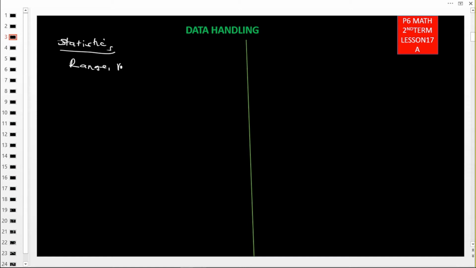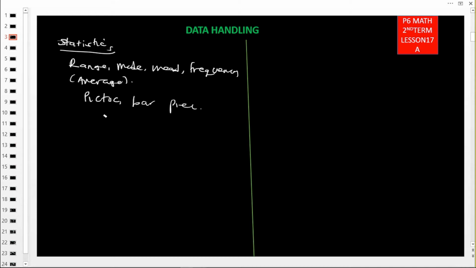range. We have a range, we look at mode, then we have mean, then we have frequency, and also what we can call average. So here we are going also to look at the pictographs, the bar graphs, and the pie charts. So in this lesson we are going to start with range. We are going to start by looking at range.